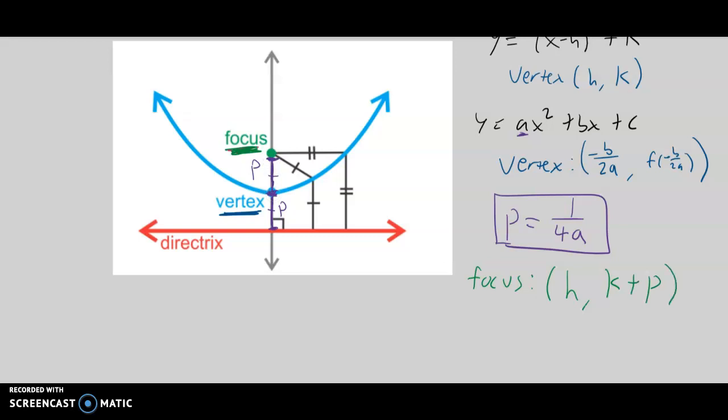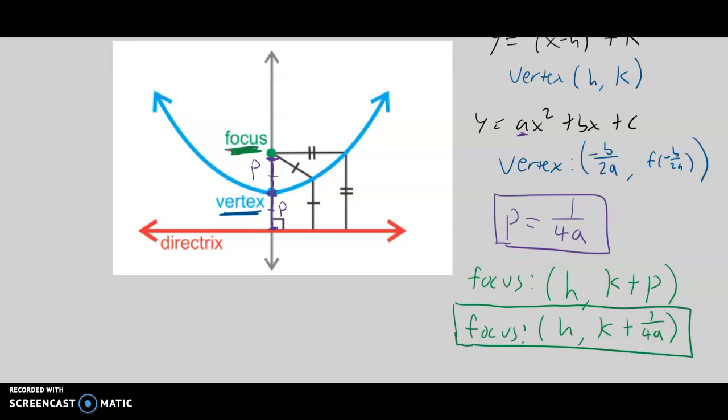So all we did was take the vertex that we had originally and add p to the y value in order to go from here to up here. If you wanted to rewrite this, you could write it as h comma k plus p, and we said p was equal to 1 over 4a. So I'm going to substitute that in to get something that we know how to deal with already. The coordinates of the focus are h comma k plus 1 over 4a.